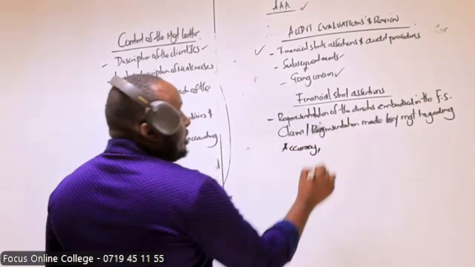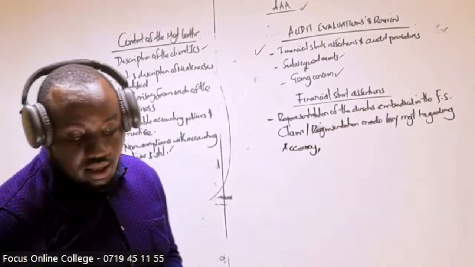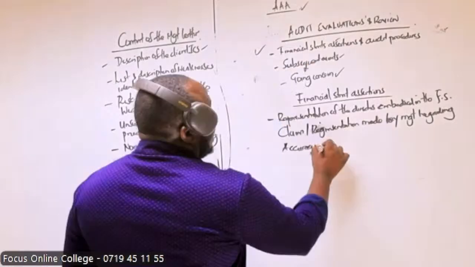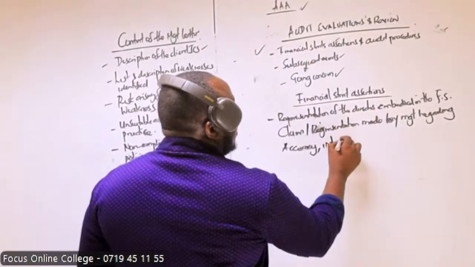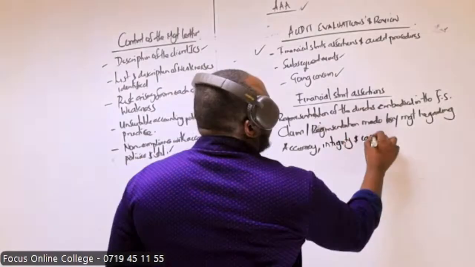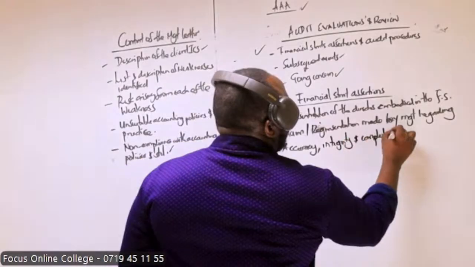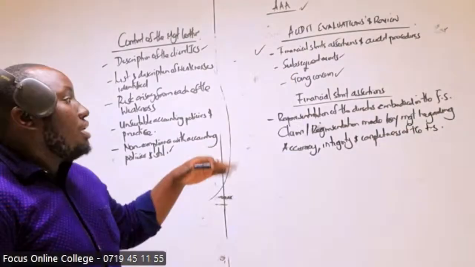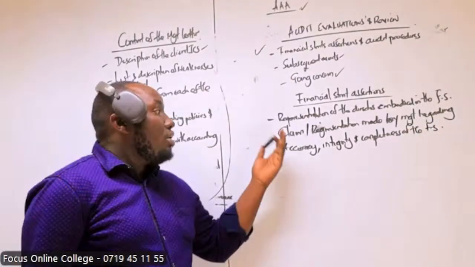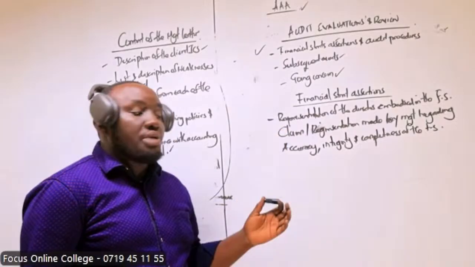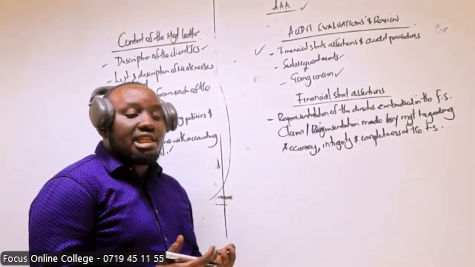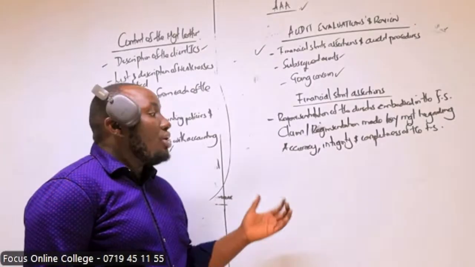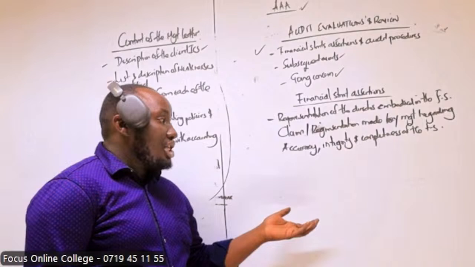Accuracy, integrity, and completeness of the financial statements. So have we understood it? When I say representation of directors embodied in the financial statements, I've gone further to expound it. Claims, or what we call representation made by management. A director is part of management regarding what's called accuracy, integrity, and completeness of the financial statement.